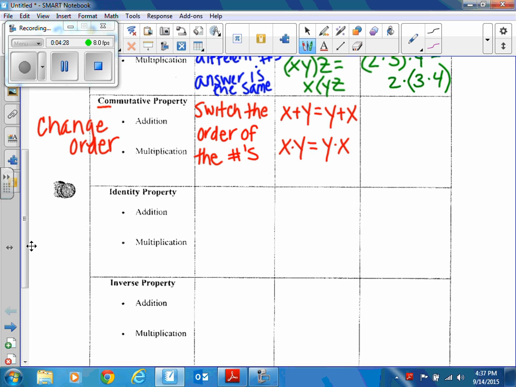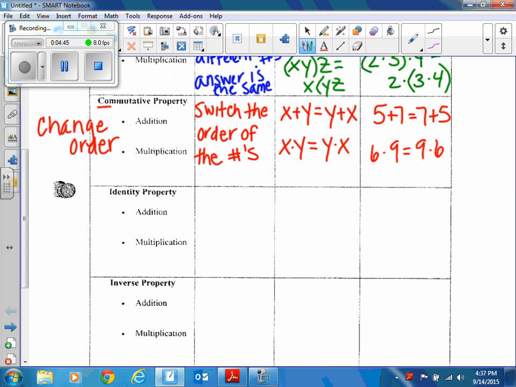So if we look at it again, in numerical, we have 5 plus 7, and that is equal to 7 plus 5. Or if we have multiplication, we could have 6 times 9 is equal to 9 times 6. So we're just flipping that order.